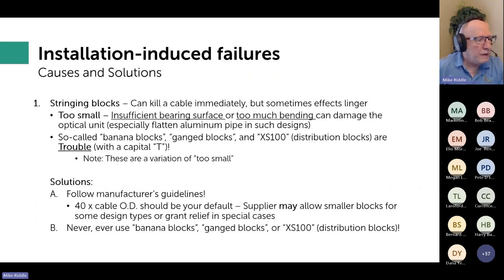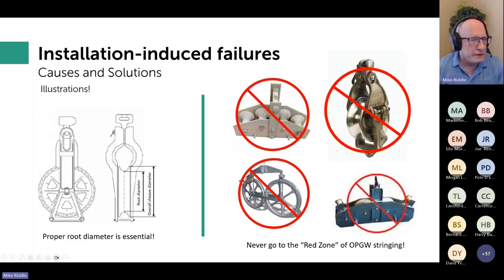And then never, ever use banana blocks or gang blocks. One exception I'll talk about in a minute. And even then, that's not really a ganged block, or use a so-called XS100 block. So next slide, let's illustrate these. So here on the right, these are those bad blocks to avoid. The banana blocks are these two here, variations of this theme. You see small rollers, and the thinking is that, well, the cable lays across all of them, so its weight is divided across all of them, and somehow that's supposed to be good.